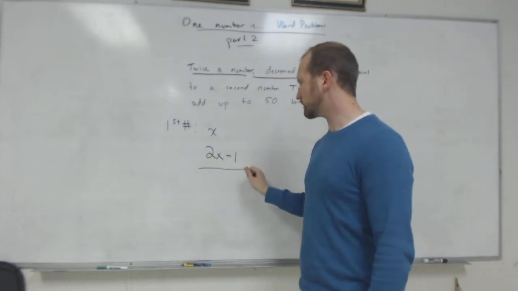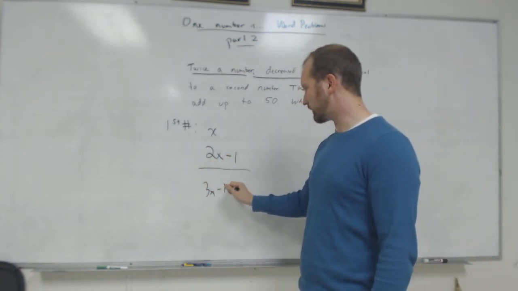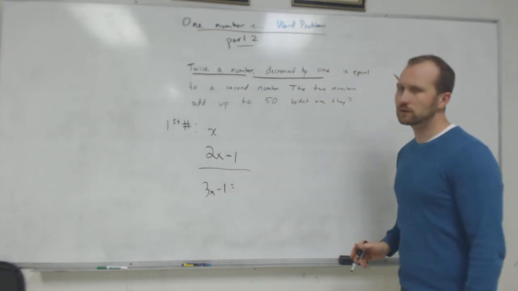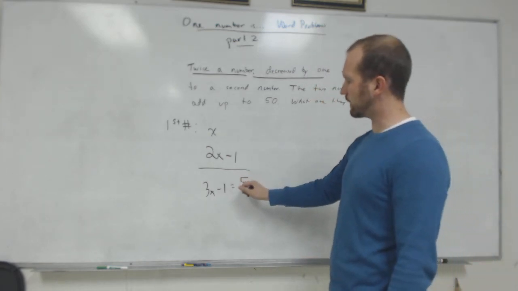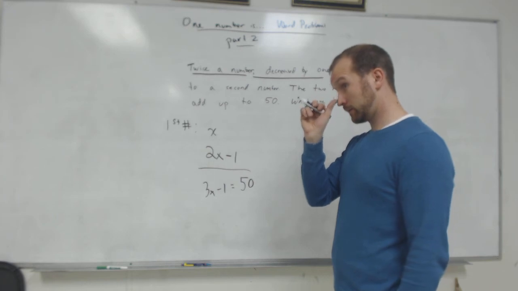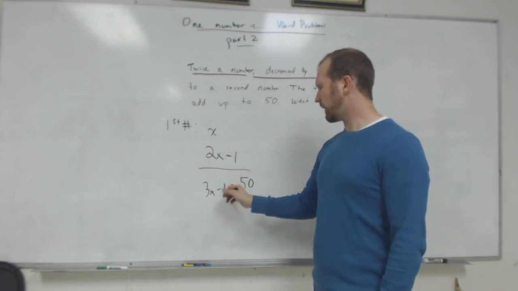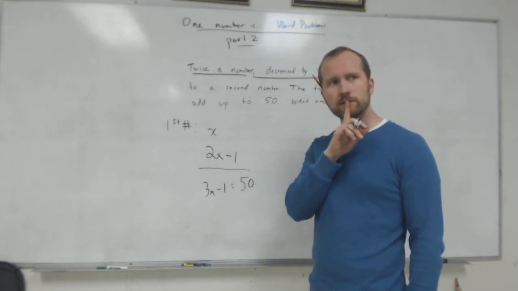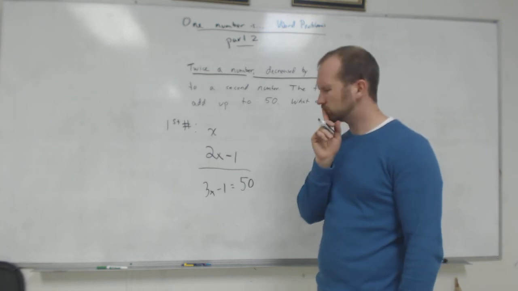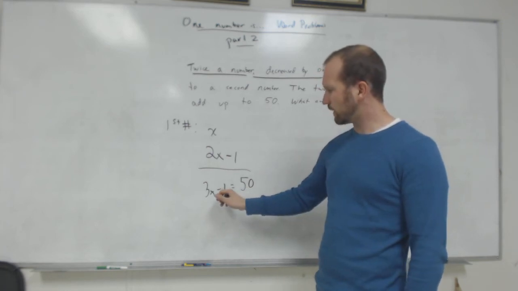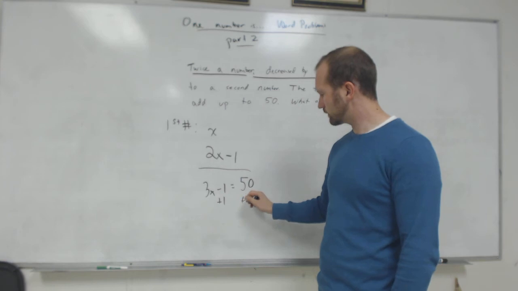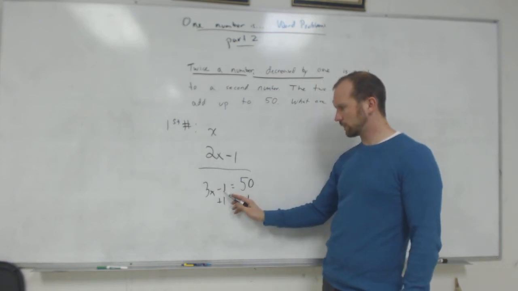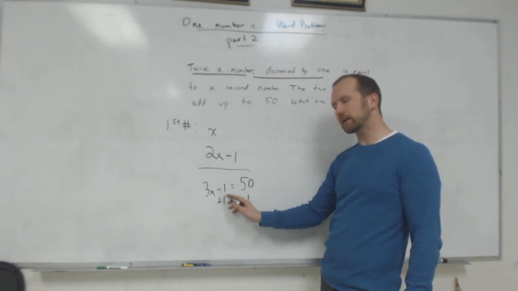Okay, we're going to sum those. So we're going to have 3x minus 1. Very good. Equals 50. How would I solve that? Add 1. Why would I add one instead of taking away one? Yeah, I want to do the opposite of minus. Good.